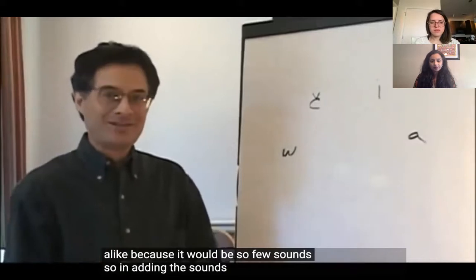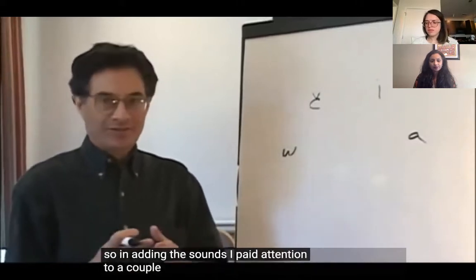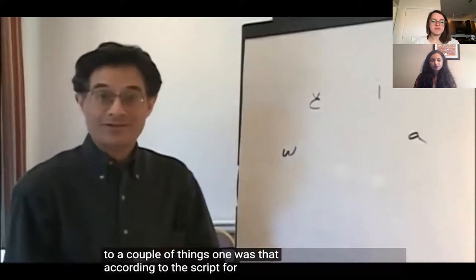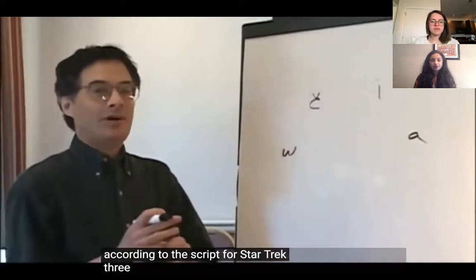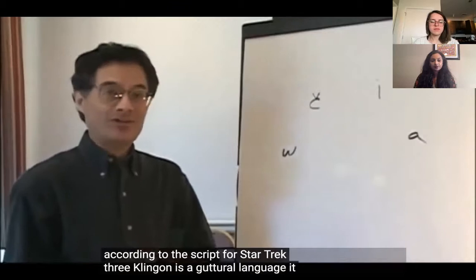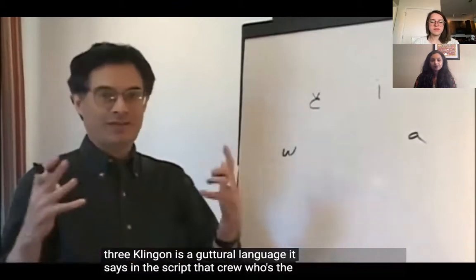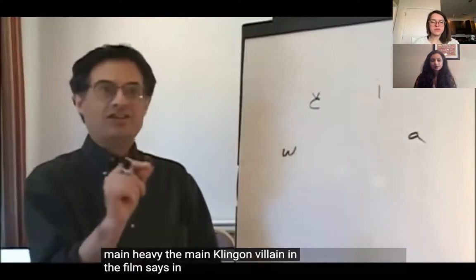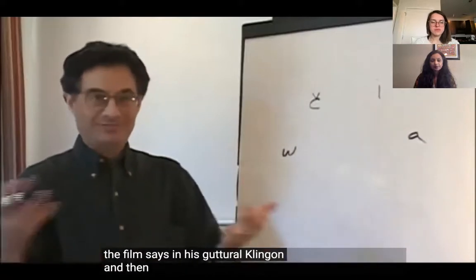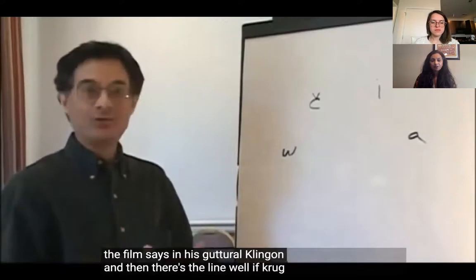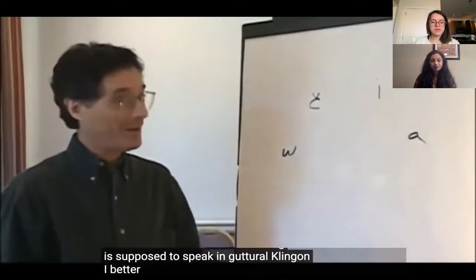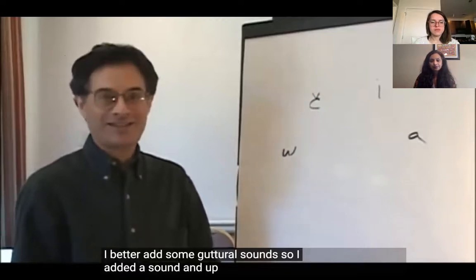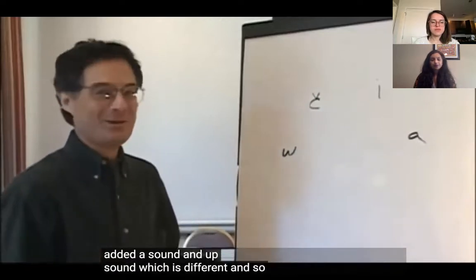So in adding the sounds, I paid attention to a couple of things. One was that according to the script for Star Trek 3, Klingon is a guttural language. It says in the script that Krug, who's the main Klingon villain in the film, says in his guttural Klingon, and then there's the line. Well, if Krug is supposed to speak in guttural Klingon, I better add some guttural sounds. So I added a sound and a sound, which is different, and so on.